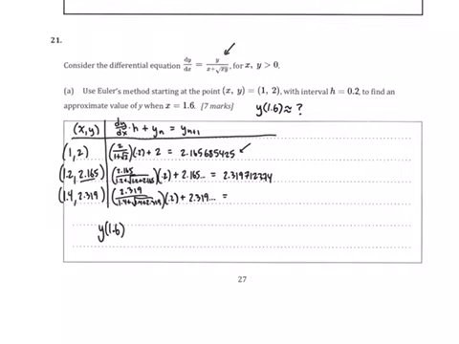That's going to give me y of 1.6. And that value comes out to be, to 3 sig figs, 2.46. Therefore, y of 1.6 is approximately 2.46.